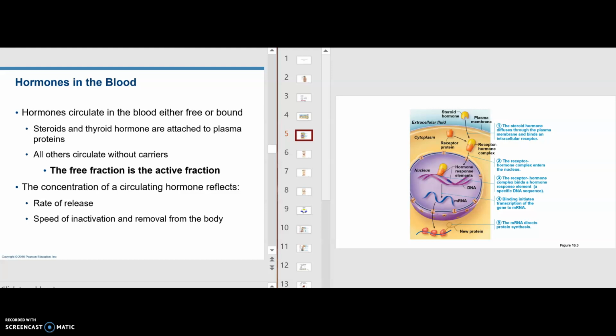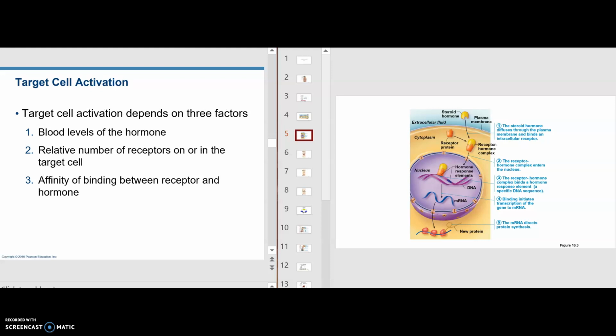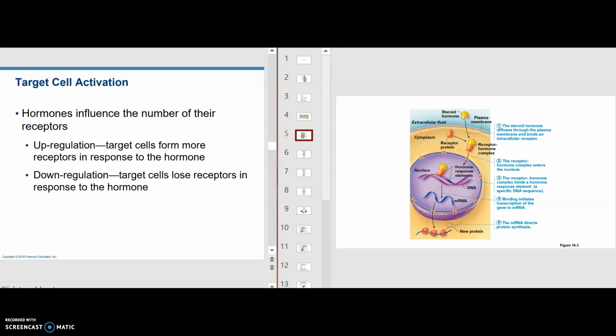Okay. So we go back and we say that hormones influence the number of their receptors. Okay, here we go with something called upregulation and downregulation. Let me give an example. Let's say the hormone level in the blood is low, but the target cell wants to really use it. So it wants to capture as much hormone as it can. So what it will do is build more receptors.